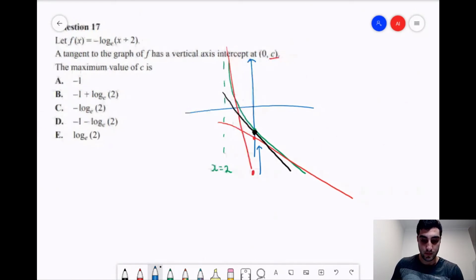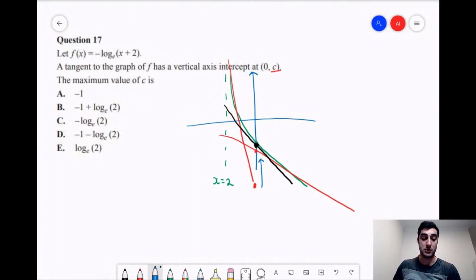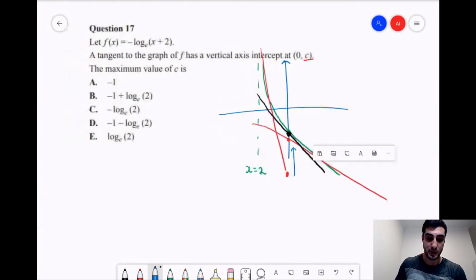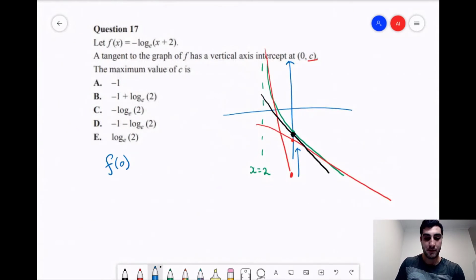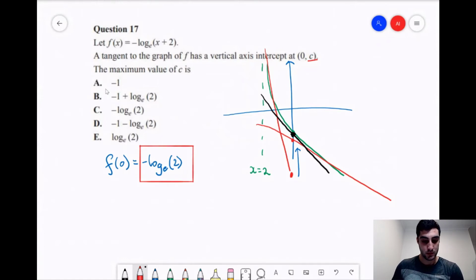We need to work out the tangent at that point. So actually we don't even need to work out the tangent. All we need to do is work out the value of that intercept, which will be the same value as the y-intercept of the original f of x function. So all we need to do is take f of 0, so the function f of x when x is equal to 0, sub that in, and this will be both the y-intercept of the function f of x, but also the tangent at that point. So this here is our answer for c. And this looks like it is option C there. Great, so hopefully you guys understand that solution.